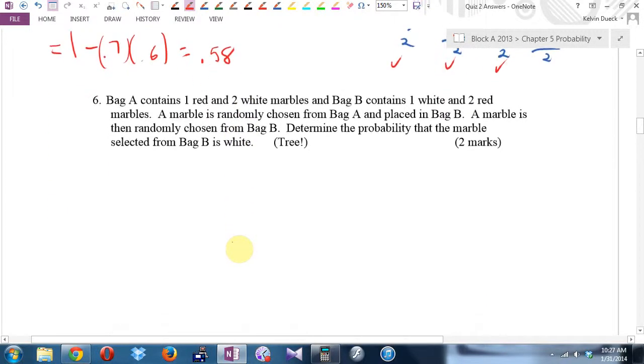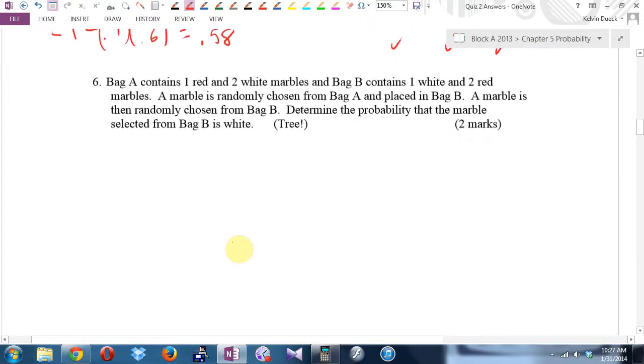Number six, it says bag A contains one red, two white marbles. Bag B contains one white, two red marbles. A marble is randomly chosen from bag A and placed in bag B. A marble is then randomly chosen from bag B. Determine the probability that the marble selected from bag B is white. This is tough if you don't think about it the right way. If you think about it the right way, actually all it is is a medium complicated tree.